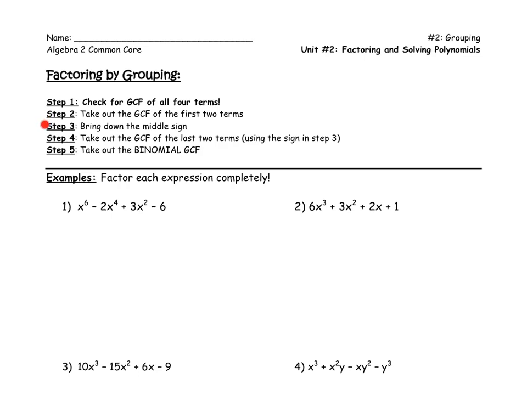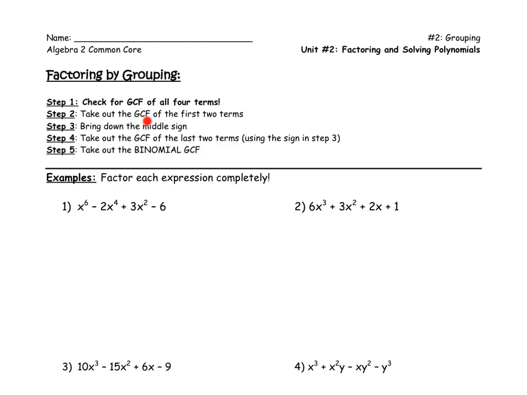The steps are above here, which I will read as I go through the example. So step 1, check for GCF of all 4 terms. Is there a greatest common factor for all 4 of these terms? The answer is no. Some of you might be thinking I can take out an x squared, but there's no x here, so I won't be able to do that. So now I'm going to go to step 2.